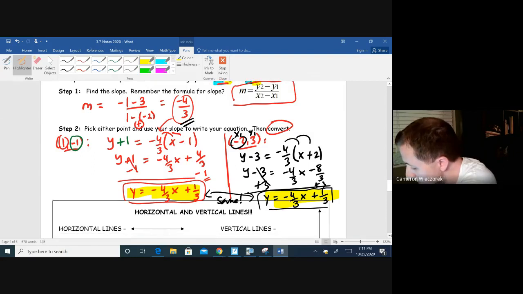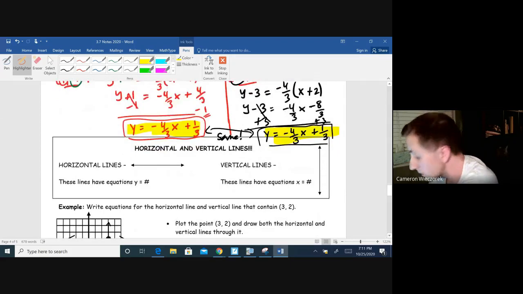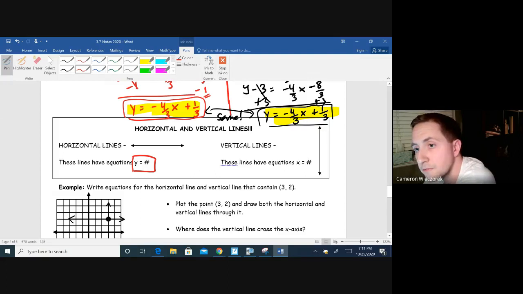Last part of this lesson is dealing with horizontal and vertical lines. These are your two special cases when you're graphing linear equations. Any horizontal line is always going to fit the form y equals a number. The reason for that is because the slope is 0. So when you have mx plus b, you're really just doing 0x plus b, and the 0x part goes away. So if you see an equation written as y equals just a number, it's a horizontal line.